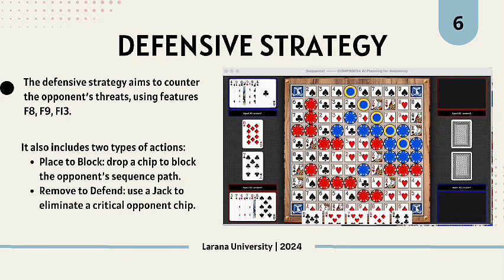And the defensive strategy aims to counter the opponent's threats. It also includes two types of action, place to block and remove to defend. For example, if the opponent already has four in a row, our agent will choose an S from the draft to block it. On the next turn, it plays the S to break the threat.